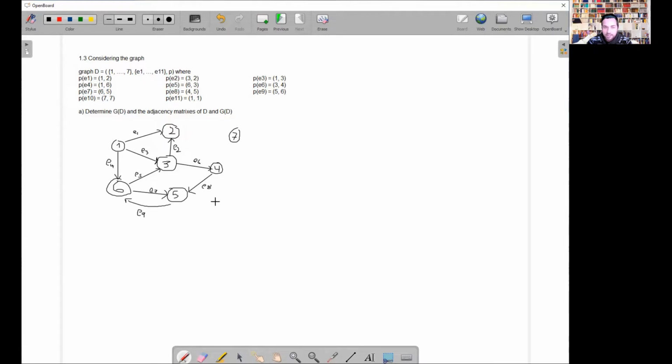E10 links 7 and 7, so that means that we have a loop here. E11 links 1 and 1. Right, so this is the graph. We can make also the non-directed version, which is pretty straightforward. We only have to draw the nodes in the same position.